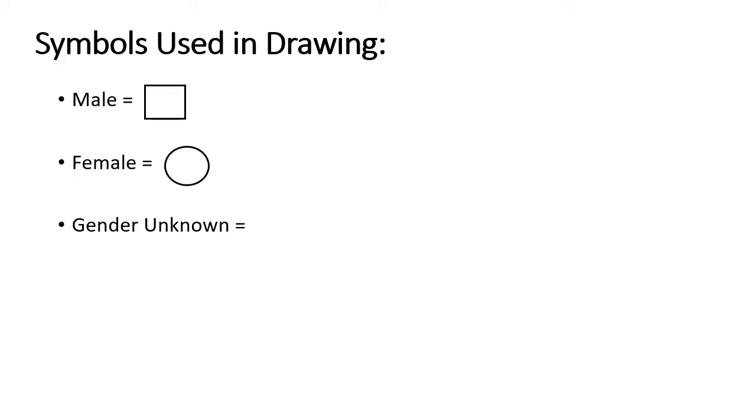So just to go over a couple of symbols, some we've already talked about, but the others I think are new to you. So we know that a male is a square, a female is a circle. If you don't know the sex of an individual, you can use this symbol. I've also seen a triangle used. This would be for a fetus, for instance, where you know that someone's pregnant, but you don't know the sex of the individual.